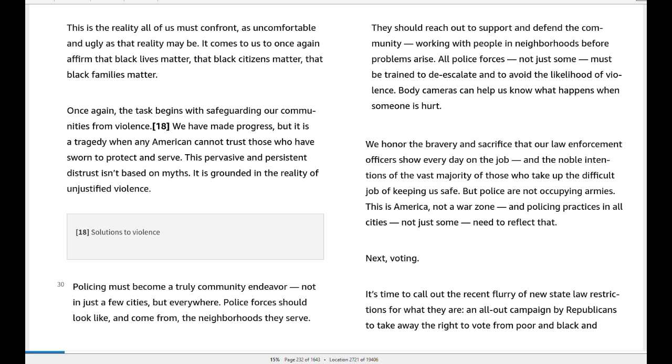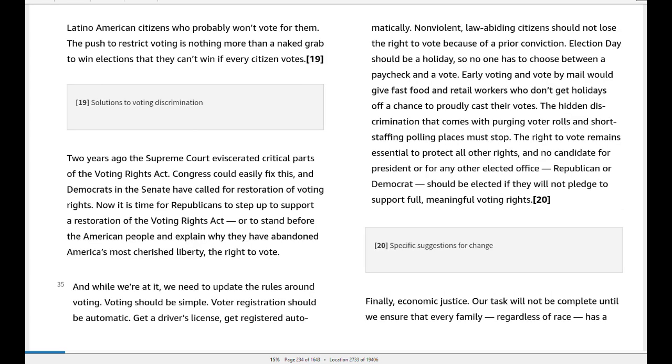Next, voting. It's time to call out the recent flurry of new state law restrictions for what they are, an all-out campaign by Republicans to take away the right to vote from poor and Black and Latino American citizens who probably won't vote for them. The push to restrict voting is nothing more than a naked grab to win elections that they can't win if every citizen votes. Student Note 19, Solutions to Voting Discrimination.